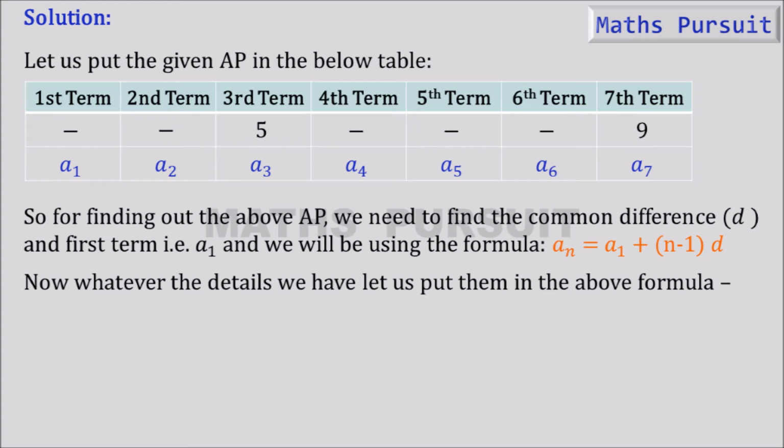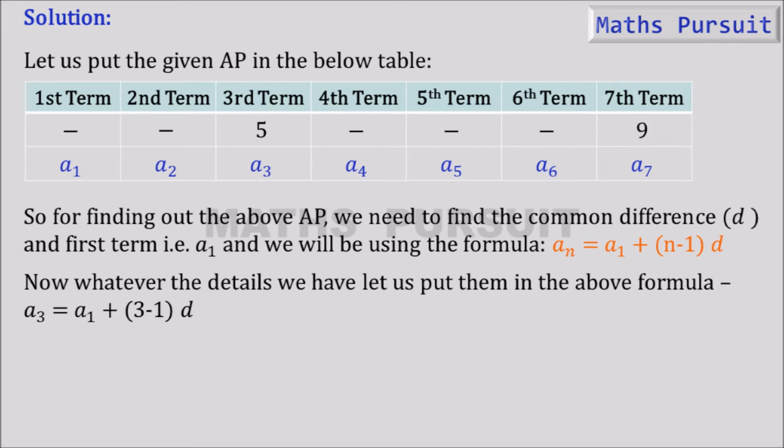Now whatever details we have, let us put them in the above formula. Putting the details in the above formula, we know the third term value and we know the seventh term value, and we are going to put these values in the above formula and derive two equations. So one is A3 is equal to A1 plus 3 minus 1 into D. Here AN is nothing but A3, that is equal to A1 plus 3 minus 1 into D.